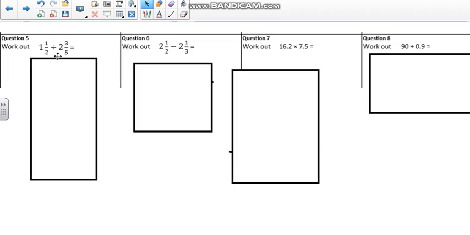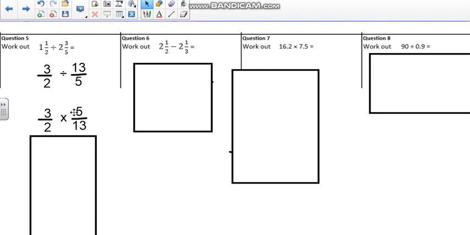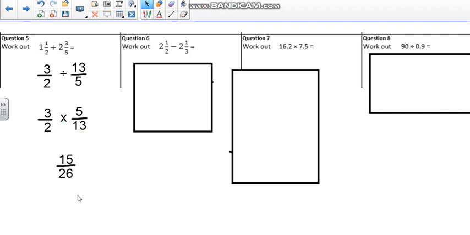Question 4. So we've got fractions, mixed numbers, we're dividing, so I need to turn them both to top-heavy fractions. So you should have 3 over 2 and 13 over 5. Then we're going to keep the first fraction, flip the second fraction, and multiply. So you end up with 3 over 2 times 5 over 13, and you just multiply the top, multiply the bottom, and you get 15 over 26 as your final answer.